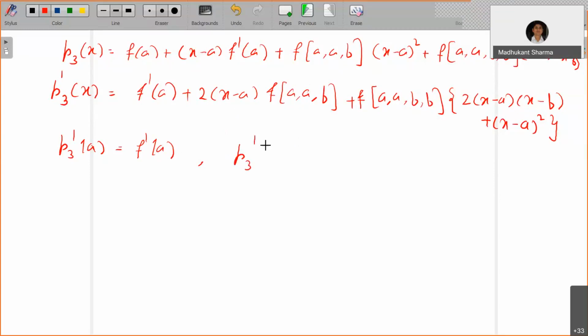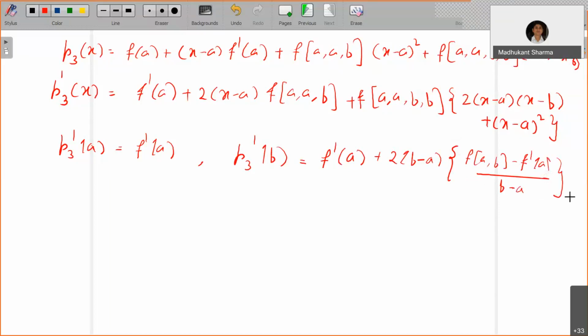Similarly, p3 dash at b, if you try to find, you simplify it, and what you will get is f dash at b. So if you are just going with this 2 times b minus a, I just write the simplified form of this. So f of ab minus f dash of a divided by b minus a, that's the second term, plus the third term is f of a comma b comma b minus f of a comma b divided by b minus a. So when x equals b, this term will not contribute anything. So the only term is b minus a whole square.